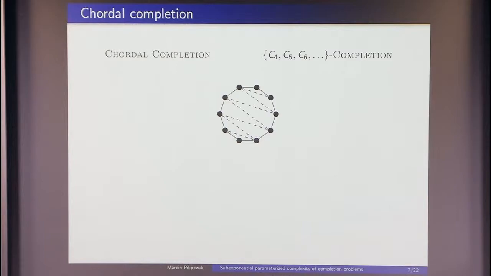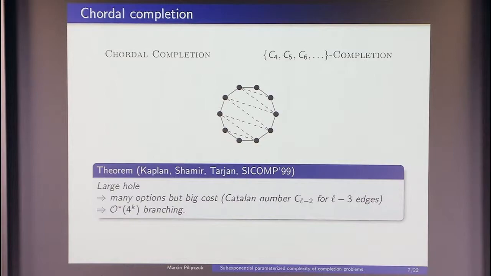If you have a hole of length L, the number of ways to triangulate is something like the (L minus 2)th Catalan number, and you add L minus 3 edges. So if you work out the numbers, you see that if you take a hole and branch on which way you triangulate it, counting how many edges you use, it's something like 4 to the k branching in the end, because the Catalan numbers are roughly 2n choose n. So you can do chordal completion in this time.